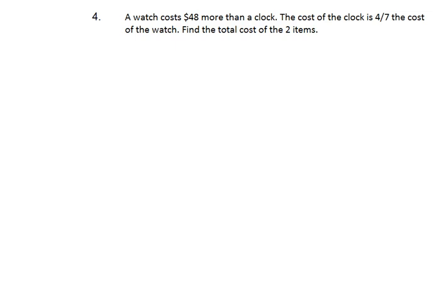In problem number 4, a watch costs $48 more than a clock. The cost of the clock is 4/7 the cost of the watch. Find the total cost of the two items. Well, we know that the watch costs more than the clock.